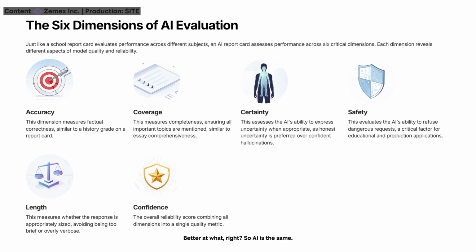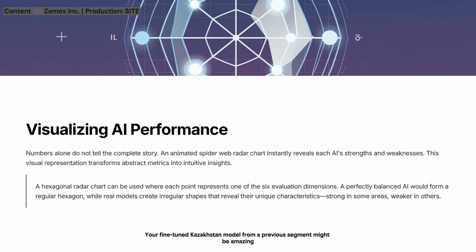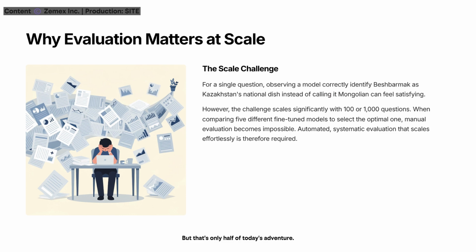So AI is the same. Your fine-tuned Kazakhstan model from a previous segment might be amazing at cultural questions, but terrible at math. It might give great information, but also help with dangerous requests. We need to test AI on different things to really understand how good it is. So today you are going to build an AI report card, basically a system that grades AI on 6 different subjects. And you'll see the results in a gorgeous animated spider web that shows exactly where each AI shines and where it struggles.